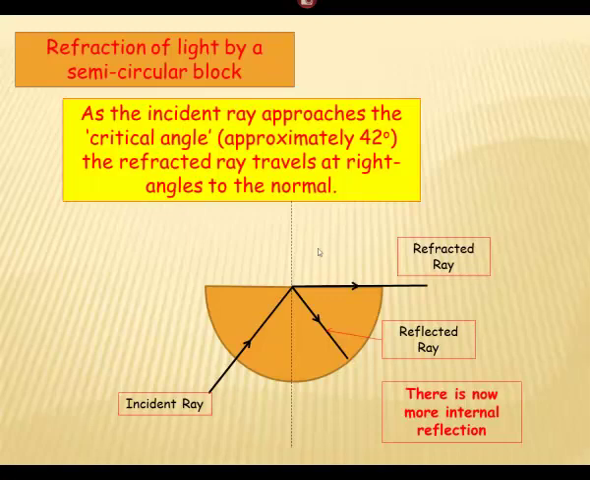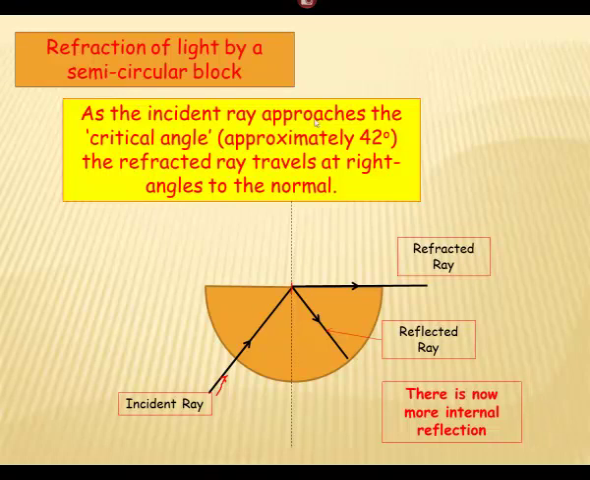Now in the previous video we looked at this. This is refraction of light by a semicircular block. We're shining a light in here. Here's the incident ray coming in this direction, and as it hits the surface, here's our normal line, some of it is reflected and some of it is refracted along the boundary here.